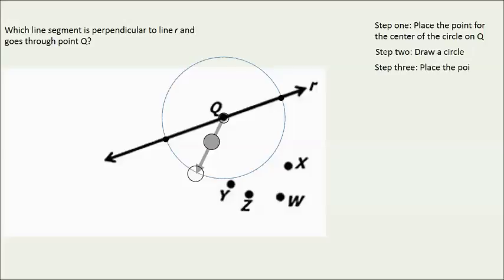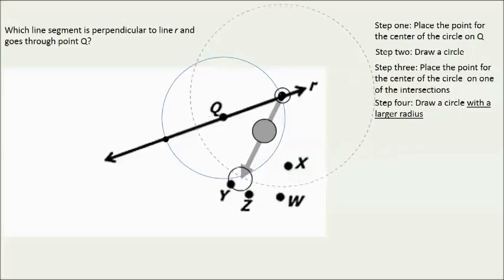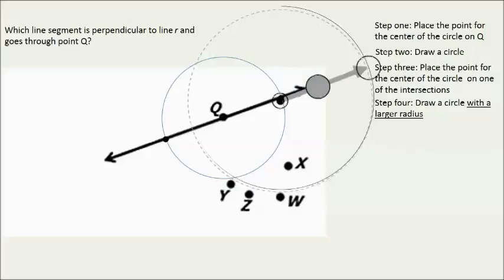So step 3. Place the point for the center of the circle on one of the intersections. So we'll slide to the right. And step 4, draw a circle with a larger radius. We want to go past that point Q. So we make our circle a little bit larger, and we draw it.